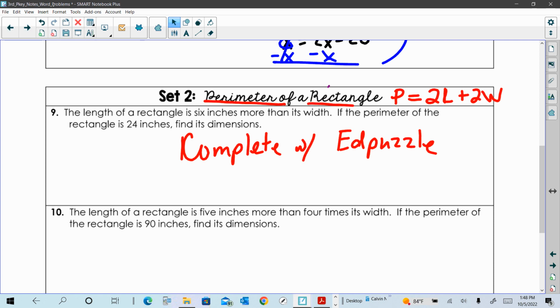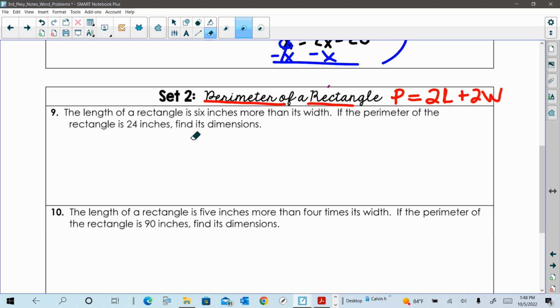All right, guys, we're gonna ask you to finish set 2 with some help with this video. So hopefully you're using this EdPuzzle to guide you, to make sure you're on the right track.